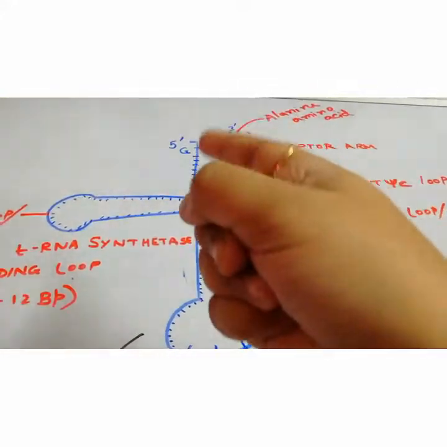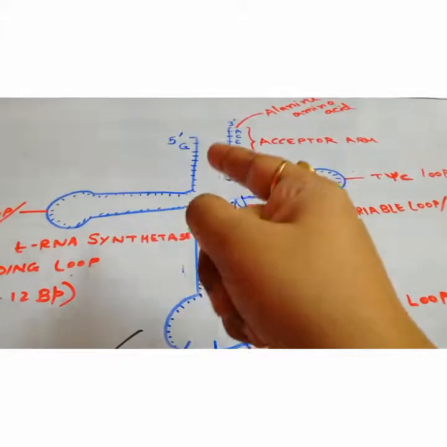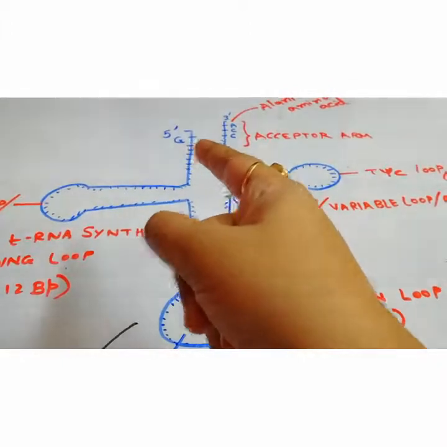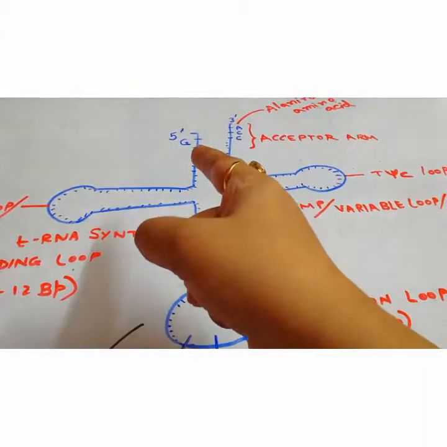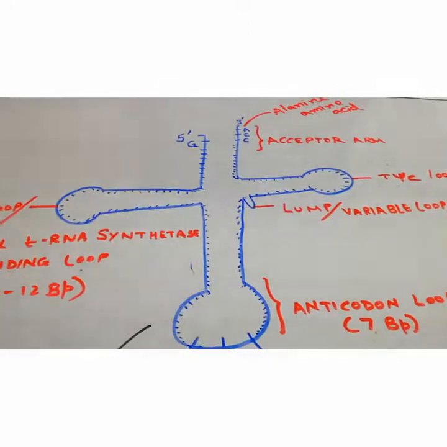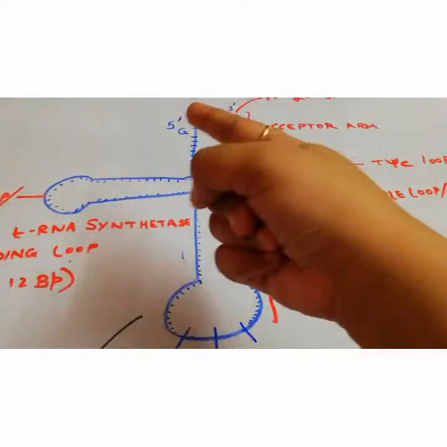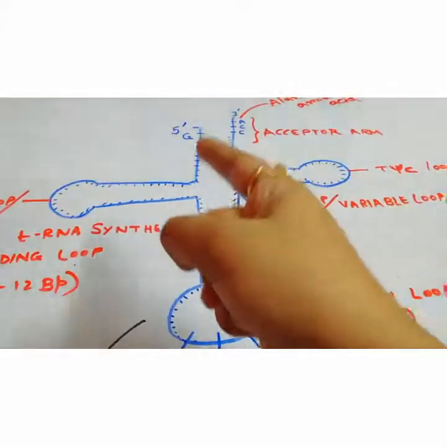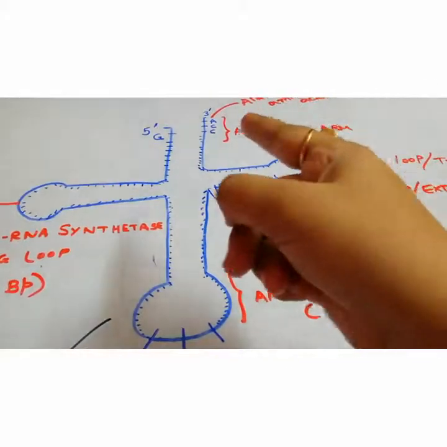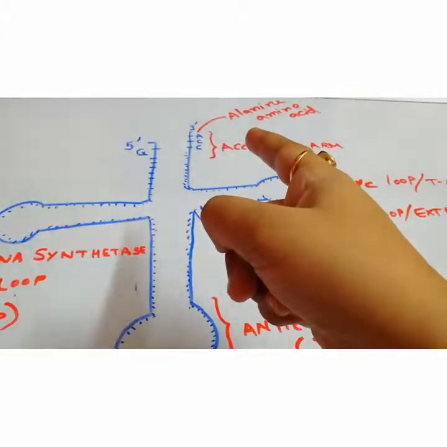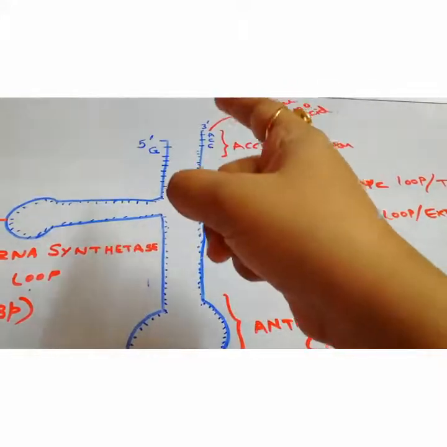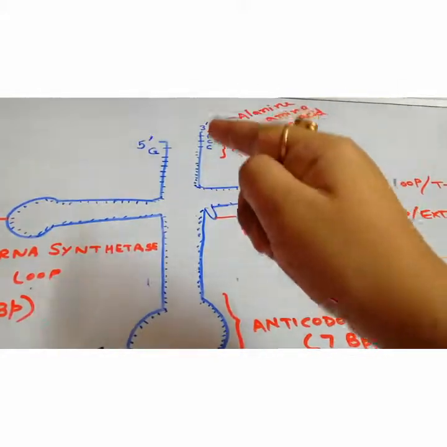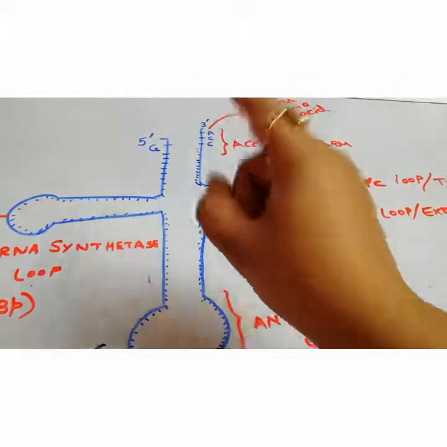So towards this side, that is towards the left hand side, this is the 5' end, and the 5' end will always have guanine as its first nitrogenous base. Rest you can write any kind of nitrogenous base, but the 5' end will always have guanine as its first nitrogenous base. Towards the right hand side, this is the 3' end and ACC, that is adenine, cytosine and cytosine. This is the sequence that is followed towards the 3' end.